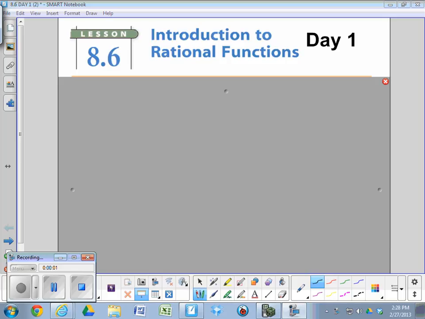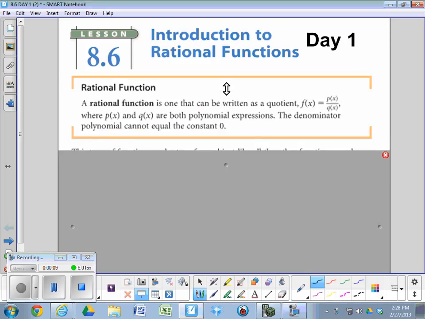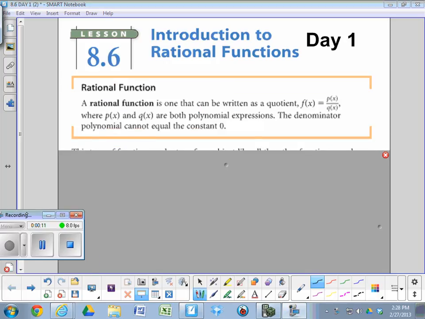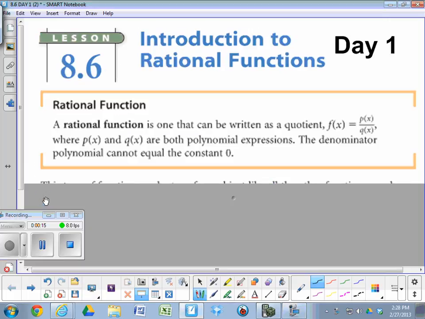We are in Unit 8, 8.6 to be exact, Introduction to Rational Functions, Day 1. And the first thing we're going to do is just define what a rational function is. You have this on your handout there, so go ahead and take note of the definition. A rational function is one that can be written as a quotient. Well, that's just a funny word for a fraction.